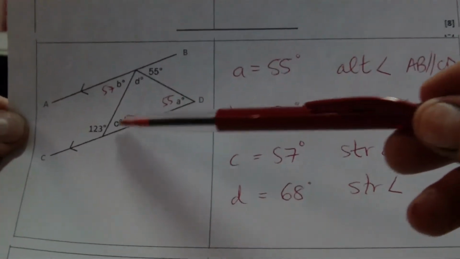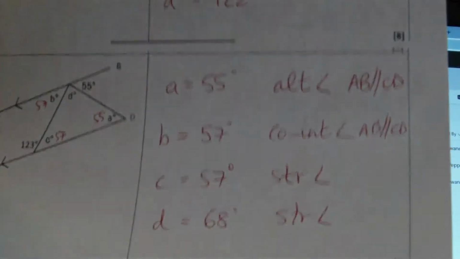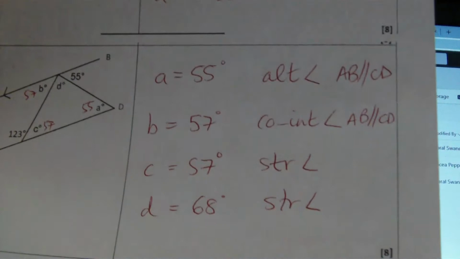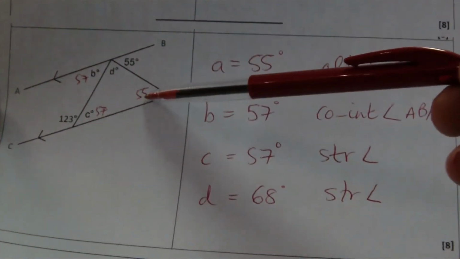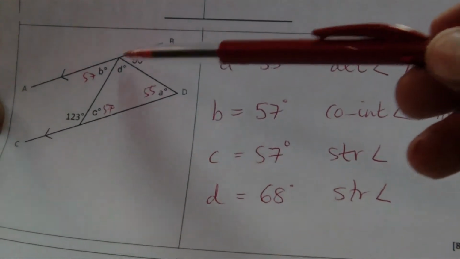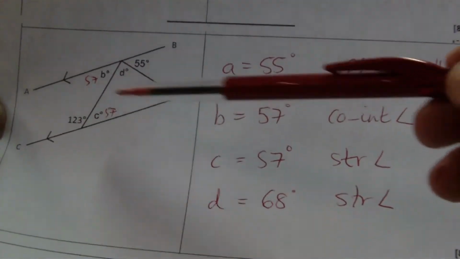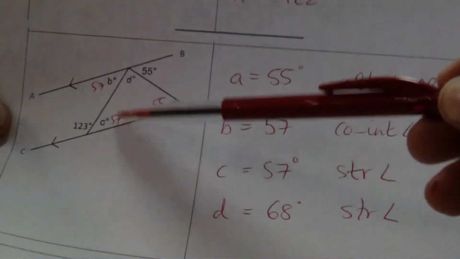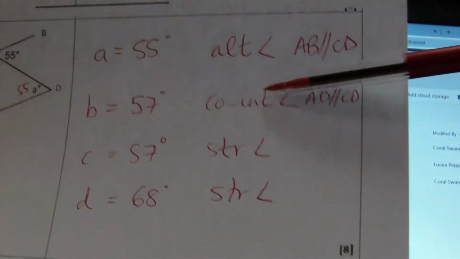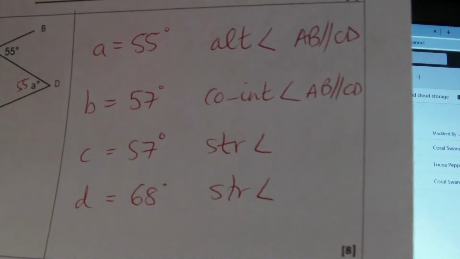The A, again, the alternates. So there it is. A is 55, alt with the parallel sides. I write it in. The B, it's alternate to the C, but I don't have the C yet. But it's co-interior with the 123. So there we go. B is 57, co-interior angles, check the sides, parallel.